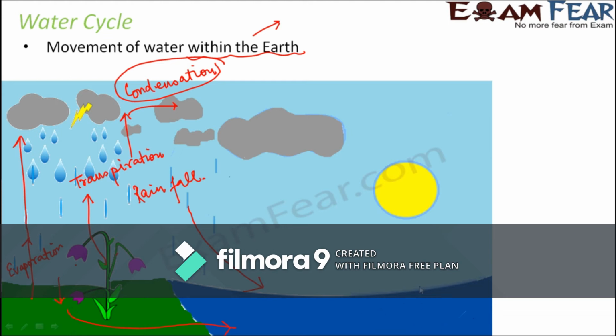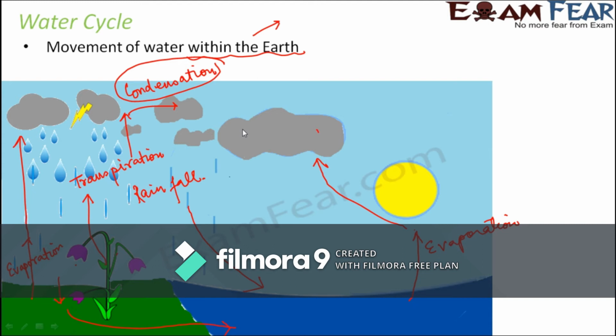Again, the water which is present in the water bodies, from there evaporation happens during sunlight, and then again the same process. Water vapor gets collected in the atmosphere. As a result, condensation happens, again cloud formation, again rainfall. So this is like a cyclic process. Evaporation and transpiration all result in a lot of water vapor in the atmosphere.